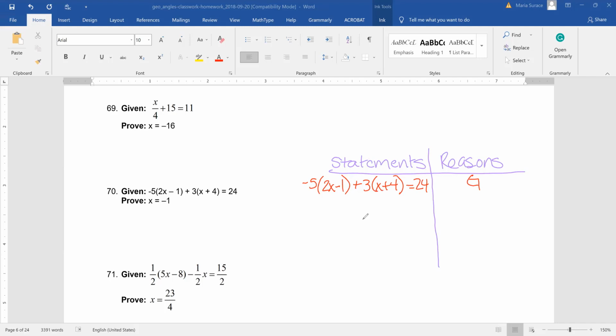So my first step in this, since I see parentheses and I see a number outside of parentheses, my first step would be to distribute the negative 5 into the first parentheses and the 3 into the second parentheses. By doing this, I'm simplifying the problem. Negative 10x plus 5 plus 3x plus 12 equals 24. To do that, I needed the distributive property.